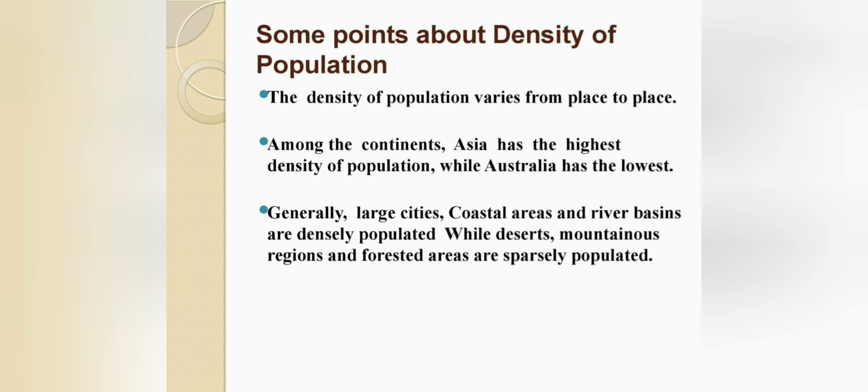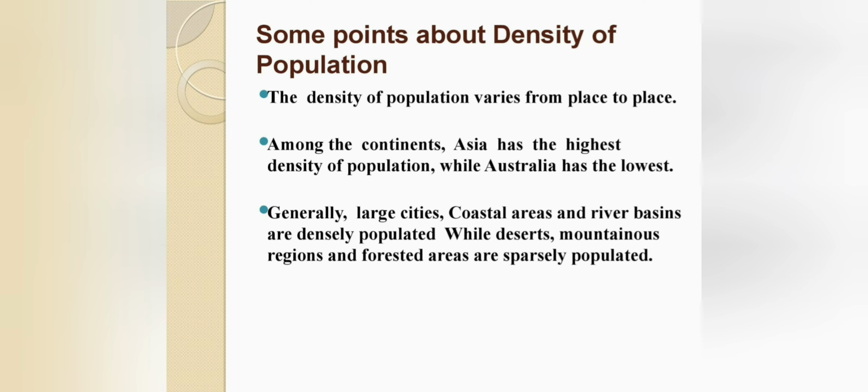Second, among the continents, Asia has the highest density of population while Australia has the lowest. What is the reason behind that? I told you in the previous part when I showed you the pie chart that 60% of the population of the world is living in Asia. Okay, so no doubt Asia is the largest continent of the world, but equally the population is also maximum in Asia. So Asia has the highest density of population, while Australia has the least number of population, which is 0.05%. So that's why Australia has the lower density of population.